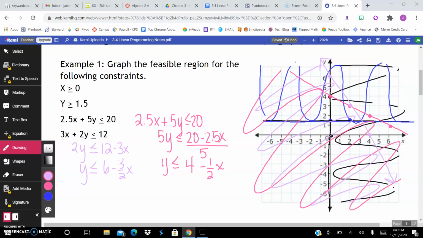Looking at this, we have to figure out where our shading overlaps. Remembering there was a line here, we're under the pink line and under the purple line and above the blue line. So our feasible region is right here.